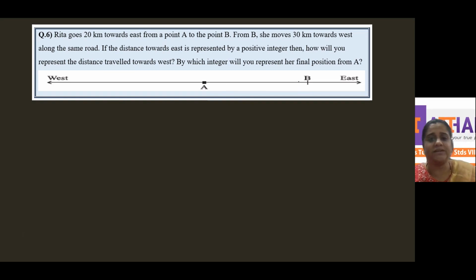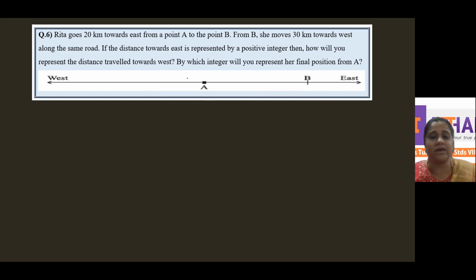Rita goes 20 kilometers towards east from a point A to B. Oh, this is 20. So this is 0, this is 10, and this is 20. She's here. And then she comes back 30. So this is 10, 20, she comes back 30. So by which integer will you represent her final position? Minus 10.